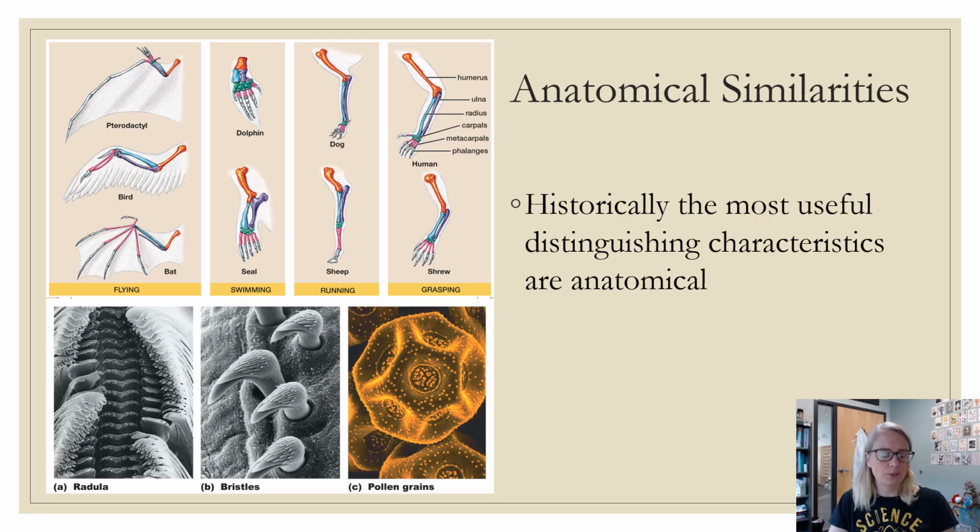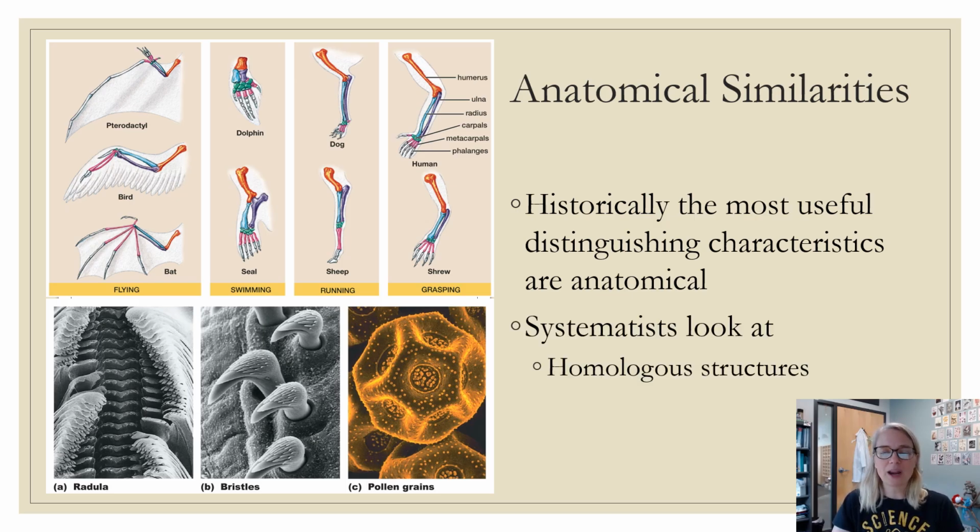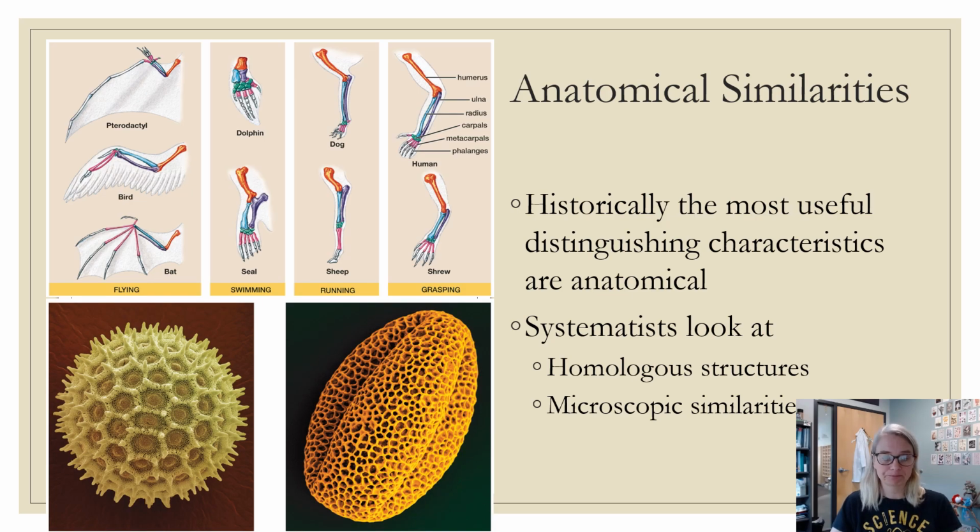So historically, we were able to use what we saw, right? So we can dissect animals and we can look at their bones and compare them. But then as technology increased, we were able to look at things under the microscope. So we had all of these classifications, and as technology and knowledge increased over the decades and centuries, we were able to make better and better classification groupings because we could get more information about our organisms. All right, so here's just a couple more examples of some microscopic similarities of pollen grains.